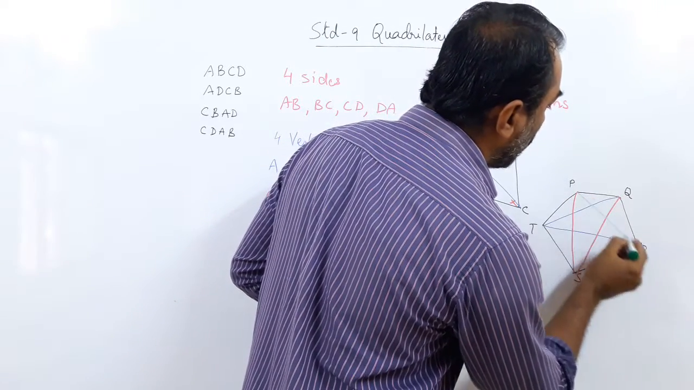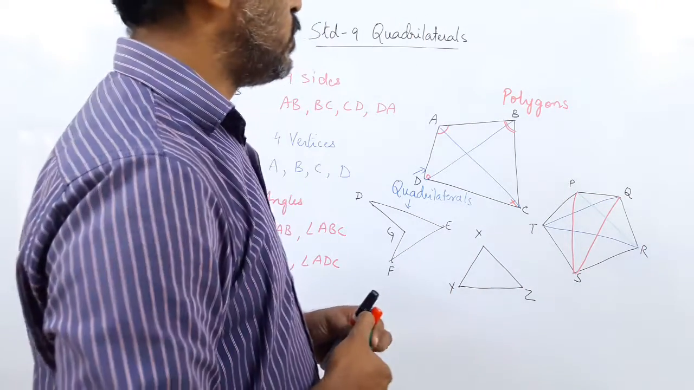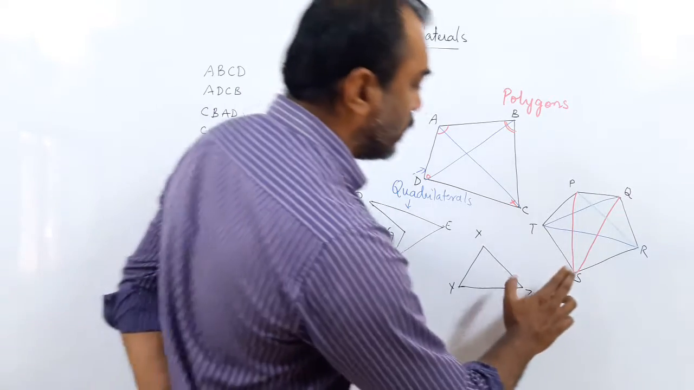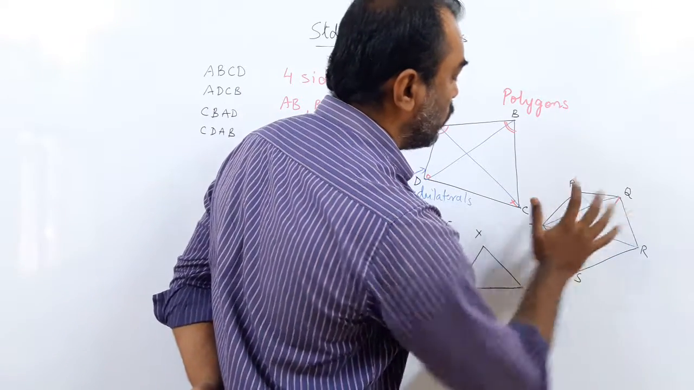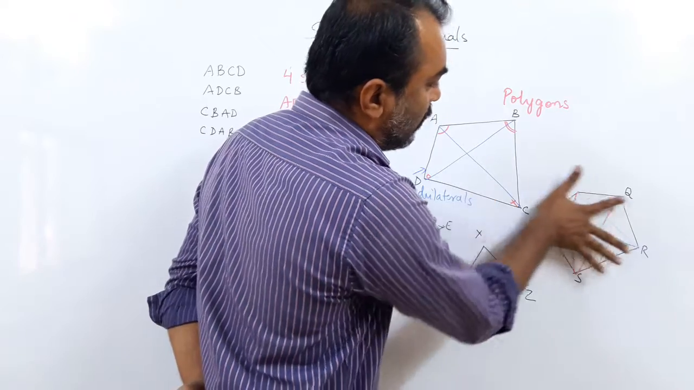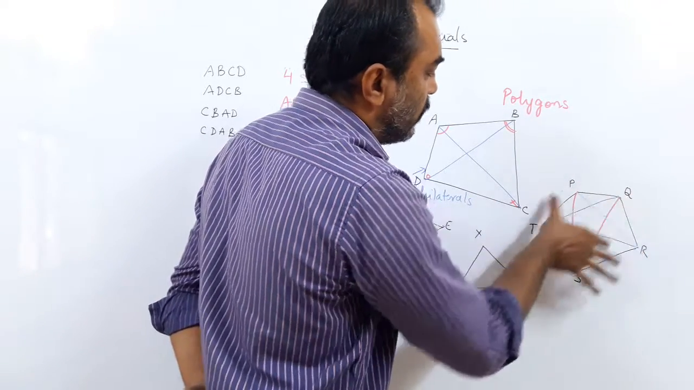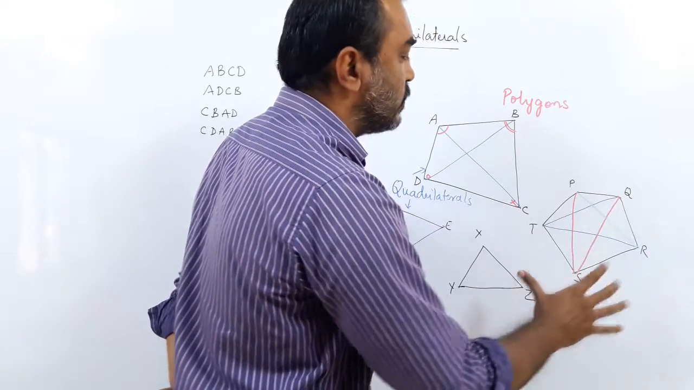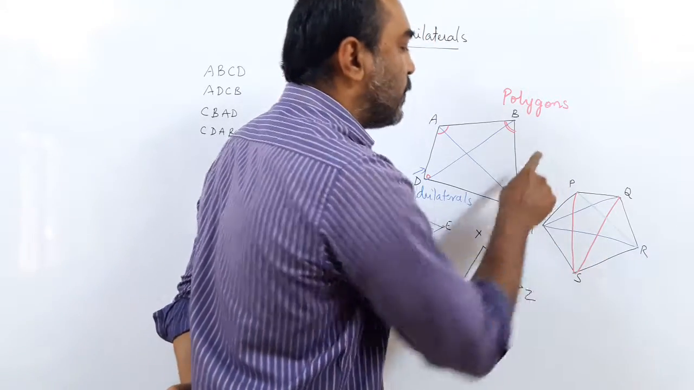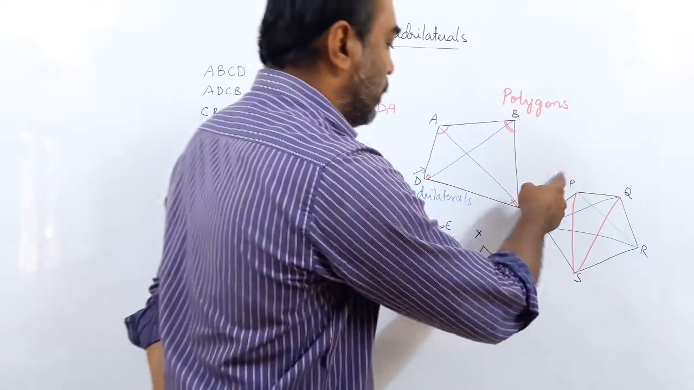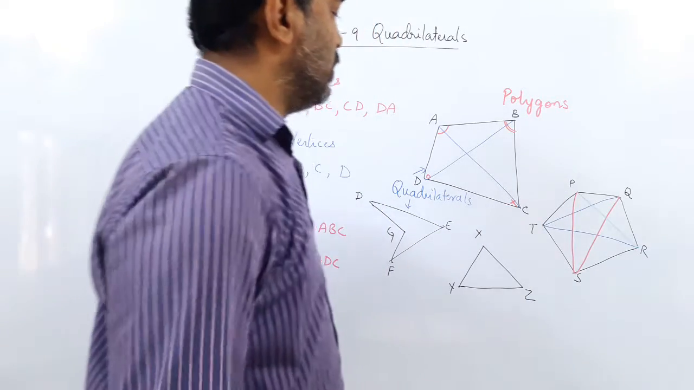So from every point on a polygon, you can draw two diagonals. So look here now. From S, we have two diagonals. From T, we have two diagonals. From P, we have two diagonals. From Q, we have two diagonals. From R, we have two diagonals. But PR and RP is the same diagonal. PS and SP is the same diagonal.